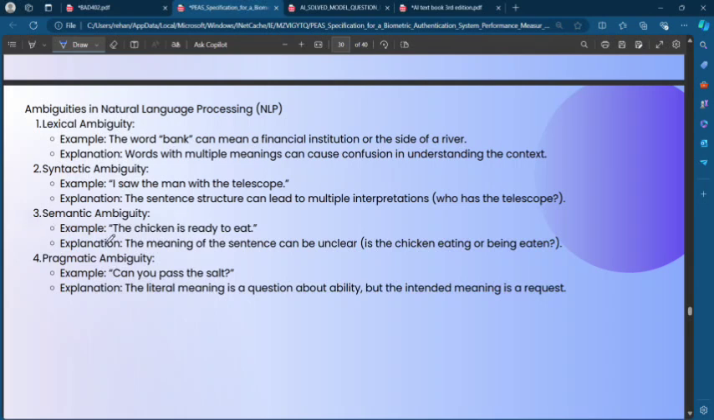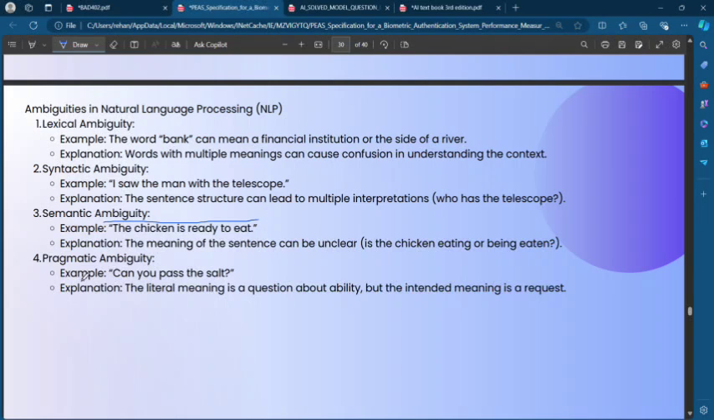Semantic ambiguity. Example: the chicken is ready to eat. Explanation: the meaning of the sentence can be unclear. Is the chicken eating or being eaten? The chicken is ready to eat. So now the hen or the chicken is ready to go and eat, or else the chicken is ready, so now we will eat. This is semantic ambiguity.